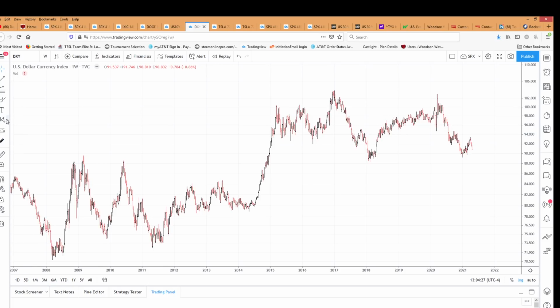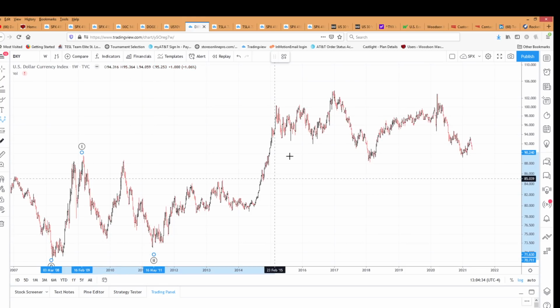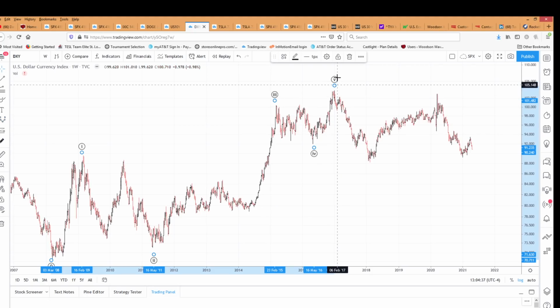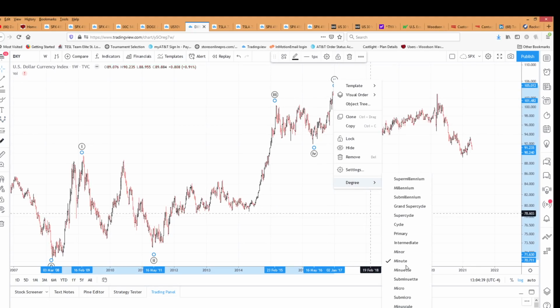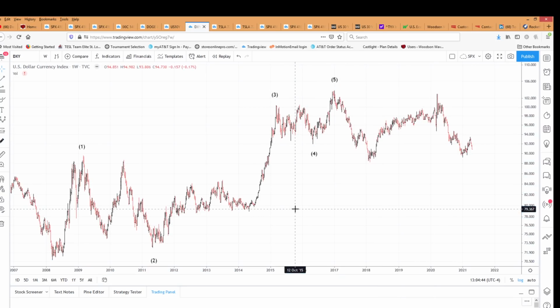And one more time. Here we go. All right, on a weekly chart, we've got a 1 up there, a 2 down there, a 3 up there, a sideways 4, and a 5. And there's no way that is not the correct degree. This is going to go at least intermediate, if not higher.